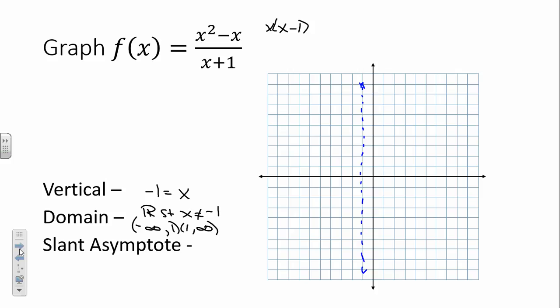How do we find it? Divide. So we're going to take our x squared minus x plus 0, right? And we're dividing it by what goes in here? Negative 1, the opposite of the factor. Drop your 1. Negative 1 times 1. Negative 1 plus negative 1. Negative 1 times negative 2. And we don't even care about that remainder. But now we've depressed it. It was an x squared. It is now x, right? So my slant asymptote will be y equals x minus 2.